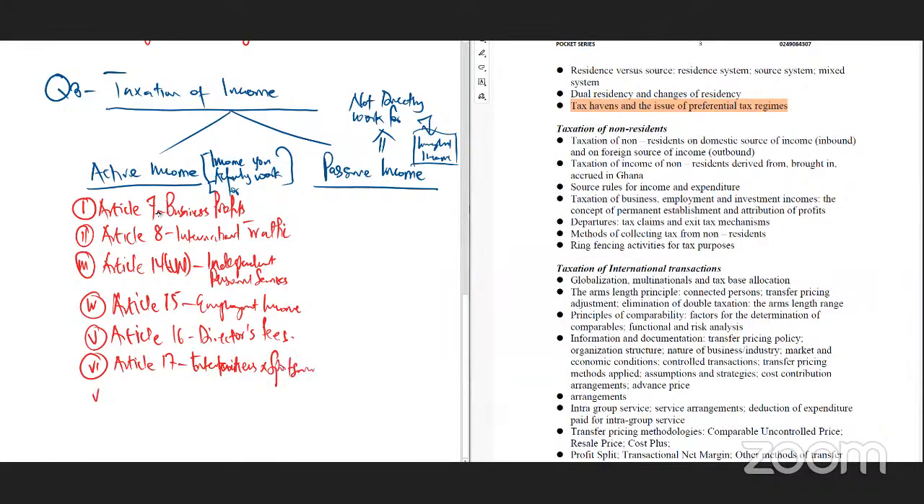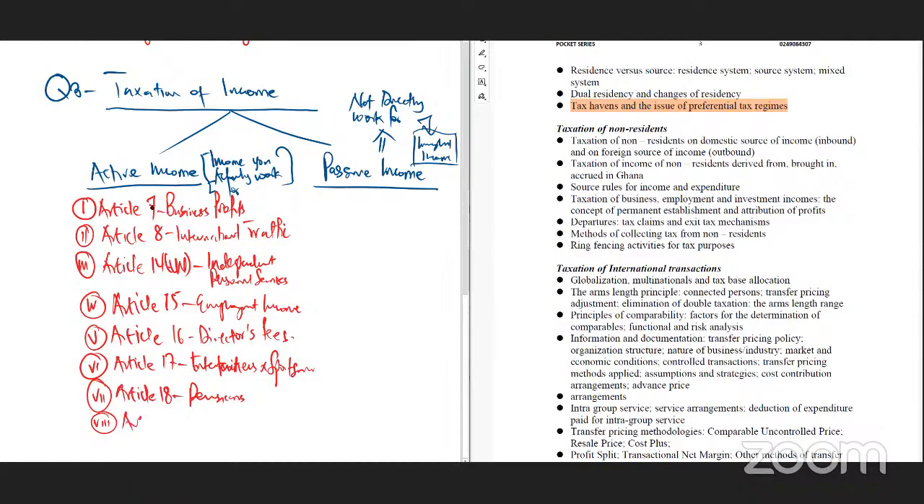If Sarkodie goes to perform in the UK, how much will he be paid? How will the UK tax authorities tax him? Then we look at Article 18, which is on pensions. We will look at Article 19.